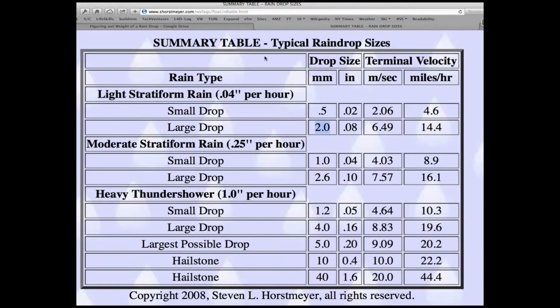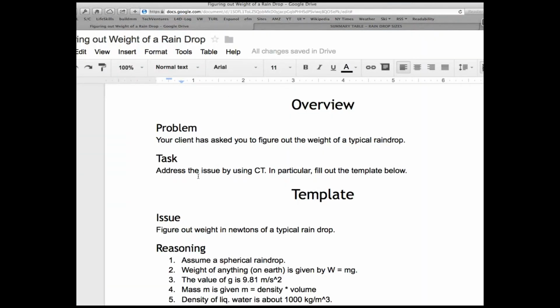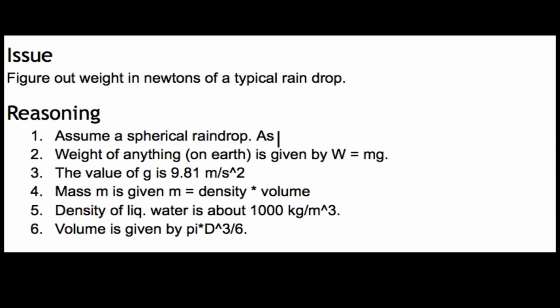And as a critical thinker, I want to give a citation. So I'm going to select the URL. I'm going to do a control copy or command copy on a PC in order to get this. I'm going to go back to Google Docs. And I'm going to come in here to my reasoning. Assume a spherical raindrop. Assume a diameter of 2 mm or 2e minus 3 meters.